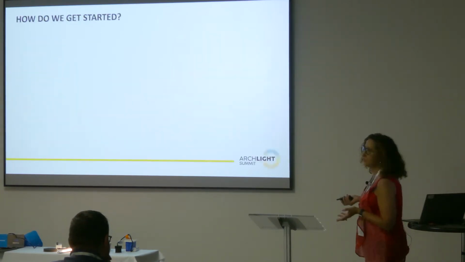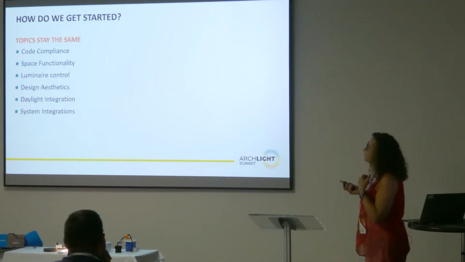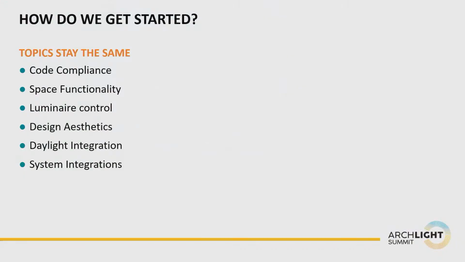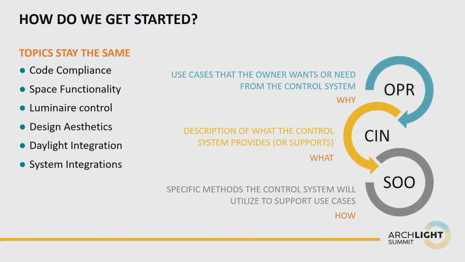All right, so how do we get started with all of this? So these topics stay the same. All three documents cover these same topics, but we're gonna talk about how that works. Okay, so the OPR is use cases that the owner wants or needs from your control system. Does it need to interact with the room reservation system? Does it need to track people? Does it need to tell people driving into the parking garage how many spaces are available on each level of the garage? Yes, a lighting control system can tell you that.